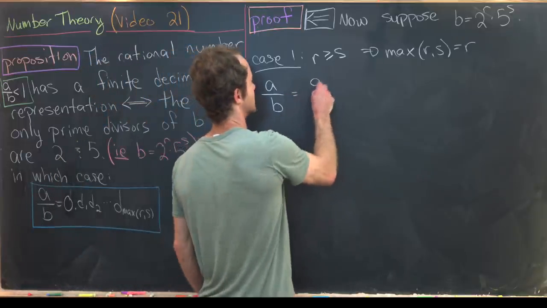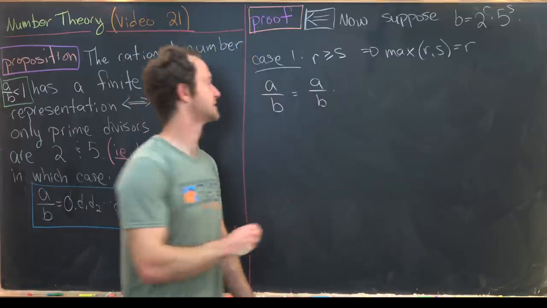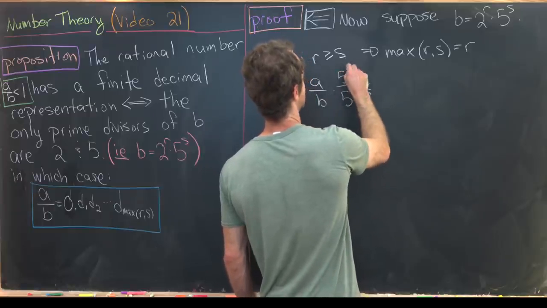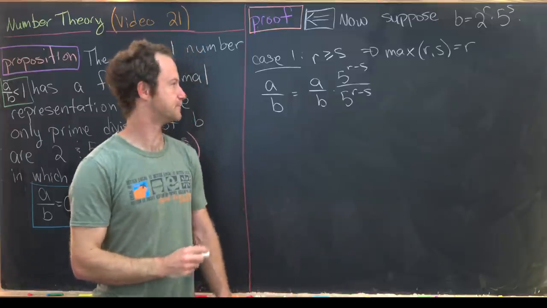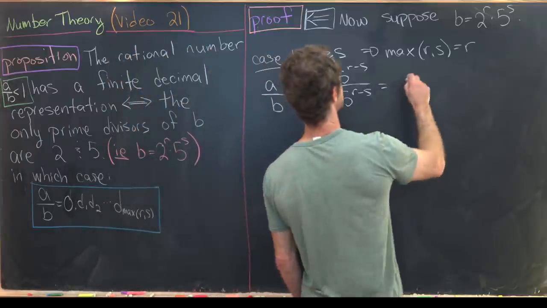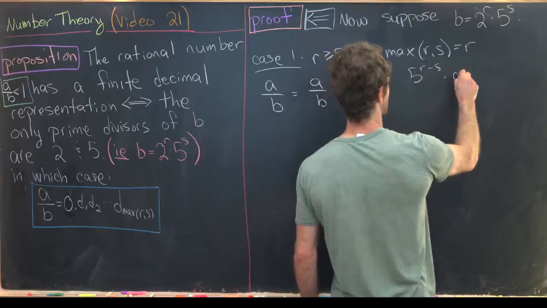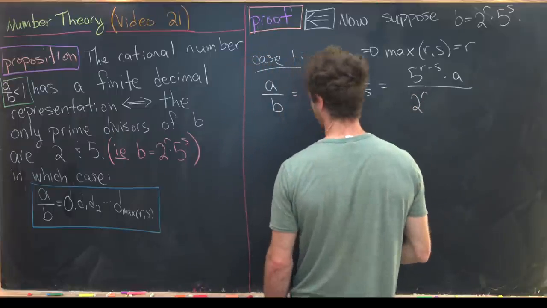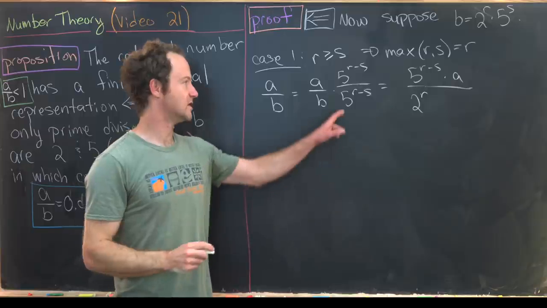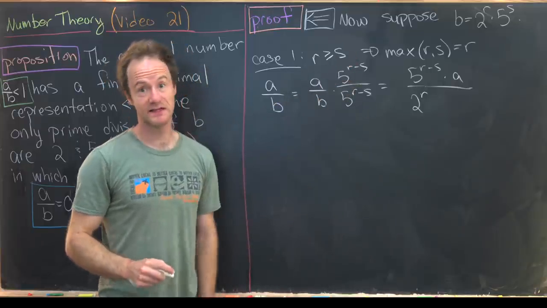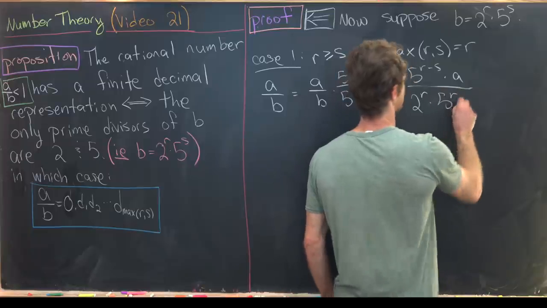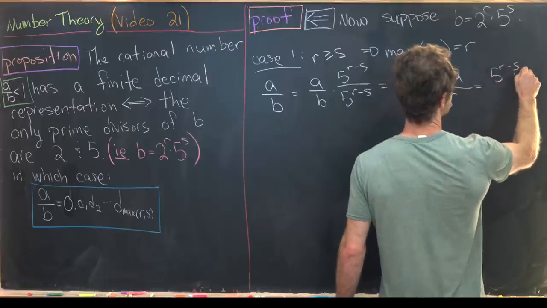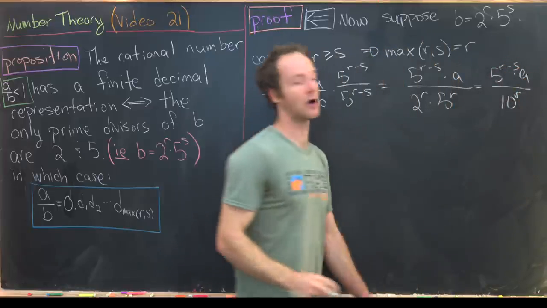And that version is as follows. So we'll have a over b times 5 to the r minus s over 5 to the r minus s, like that. Okay, so let's see what that gives us. That's going to give us in the numerator 5 to the r minus s times a. And then in the denominator, we still have this 2 to the r. And then what happens to the power of 5? Notice it's 5 to the r minus s plus s. In other words, it is 5 to the r. Great. So in the end, we have 5 to the r minus s times a over 10 to the r.